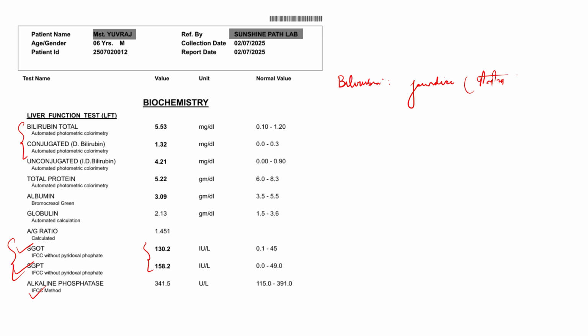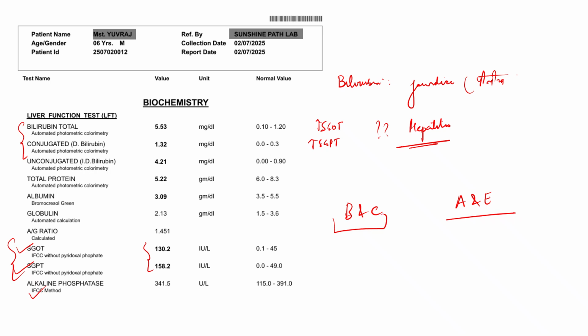So when we have SGOT and SGPT raised, then we should think about hepatitis. And because we are dealing with a kid here, we should not focus too much on B and C, rather A and E. Why? Because B and C still come under sexually transmitted disease, which is highly unlikely in this patient because of the age.